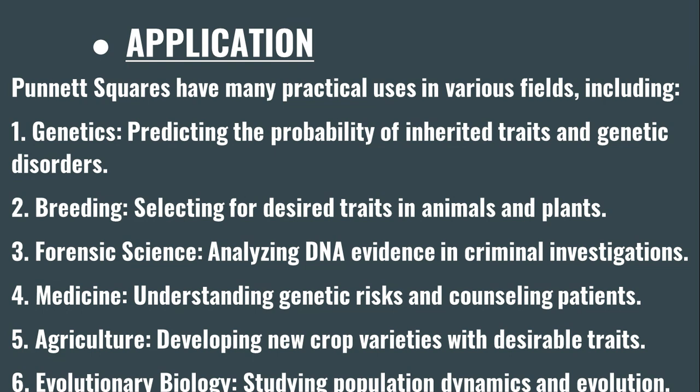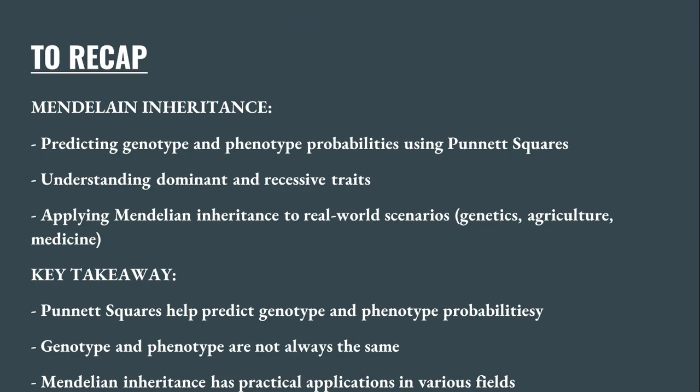So to recap everything that we have covered, we spoke on Mendelian inheritance, that is, predicting genotype and phenotype probabilities using Punnett squares. We also talked about understanding dominant and recessive traits. We also talked about how we can apply Mendelian inheritance to real world scenarios such as genetics, agriculture, medicine, forensic science, and so on. So the takeaway keys.